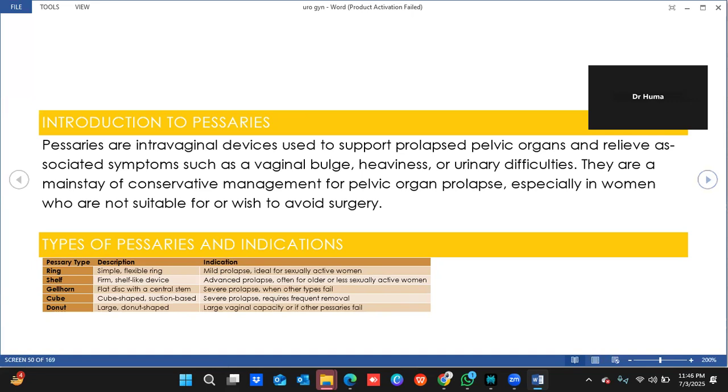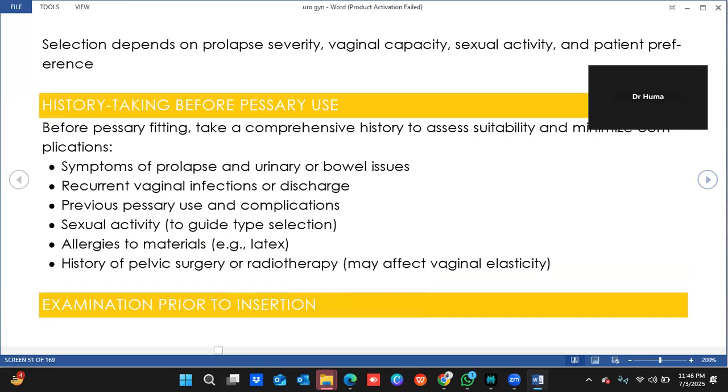The fourth is the cube pessary. This is a cube-shaped pessary, and it works on a suction-based phenomenon. We use it in severe prolapse, and it requires frequent removal for cleansing and other things. Then the donut pessary. This is a large donut-shaped pessary with large vaginal capacity. We use it when the vagina is flexible and has large capacity, but other pessaries fail or slip for any reason. So are you getting me? How many types? Yes, yes, good, good. You are a very good learner.